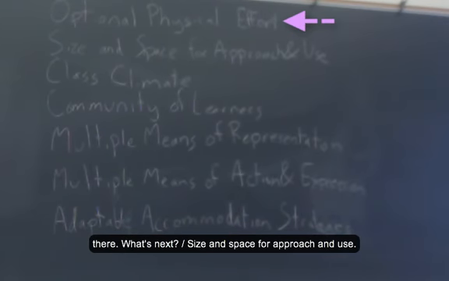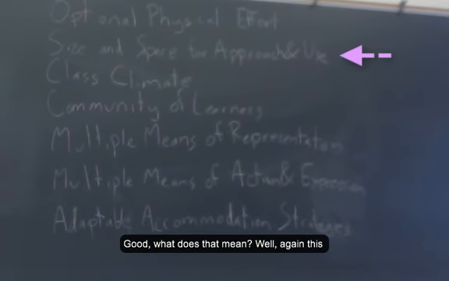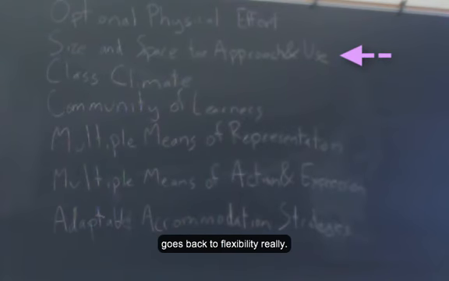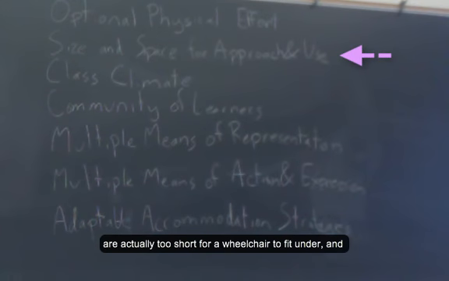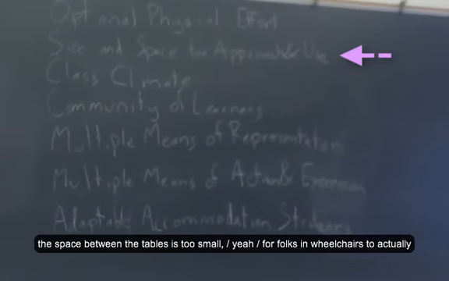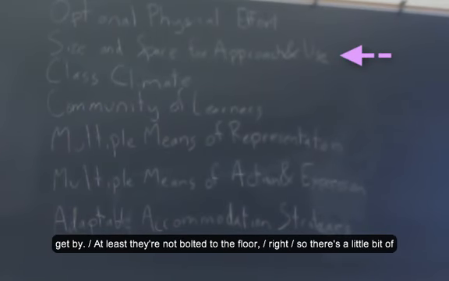What's next? Size and space for approach and use. Oh, good. What does that mean? Well, again, this goes back to flexibility, really. One example of barriers that we have is in this very classroom. These tables are actually too short for a wheelchair to fit under, and the space between the tables is too small for folks in wheelchairs to actually get by. At least they're not bolted to the floor, right?